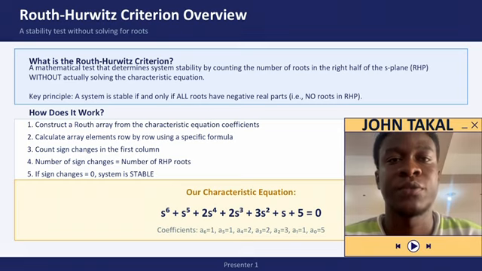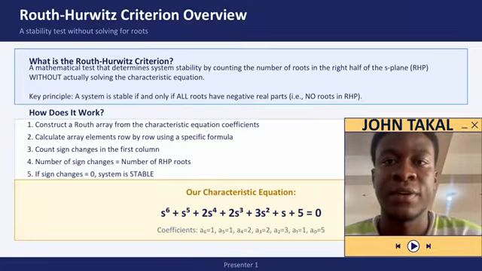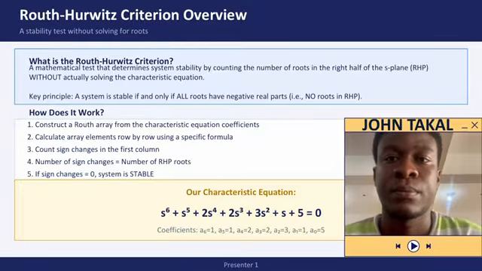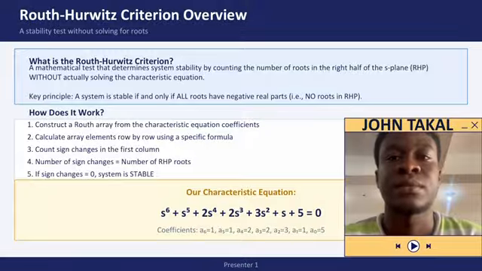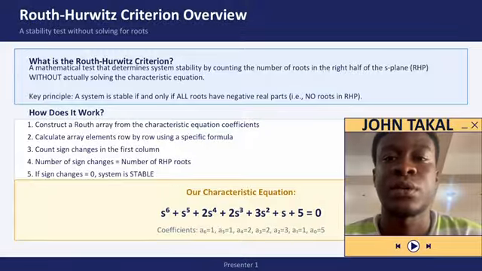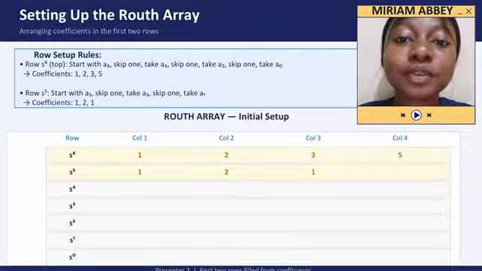Our specific problem is to investigate the stability of a sixth order system with the characteristic equation s to the sixth plus s to the fifth plus 2s to the fourth plus 2s cubed plus 3s squared plus s plus 5 equals 0. I'll explain how we set up the first two rows of the Routh array.